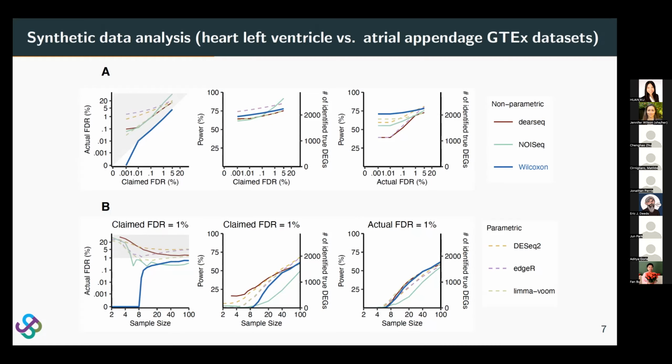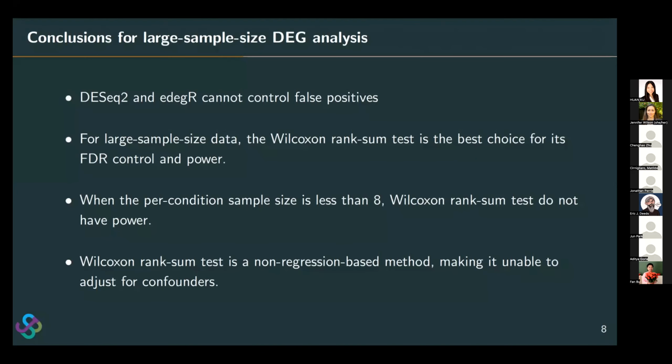So to summarize, for large sample size DEG analysis, I would suggest to not use DESeq2 and edgeR because of their false positives. And for large sample size data, the Wilcoxon rank sum test is the best choice for its FDR control and power.